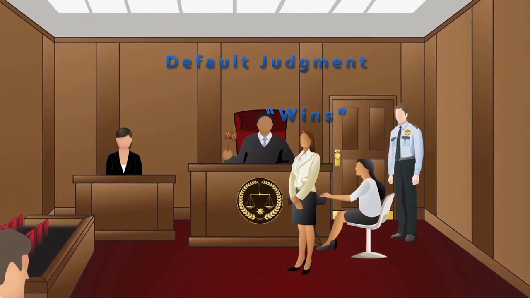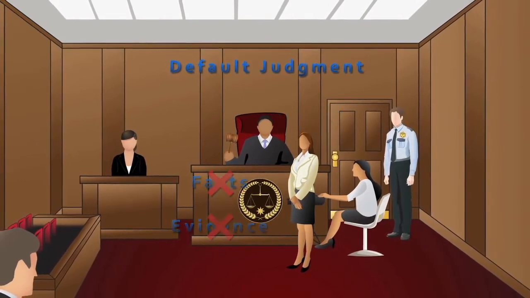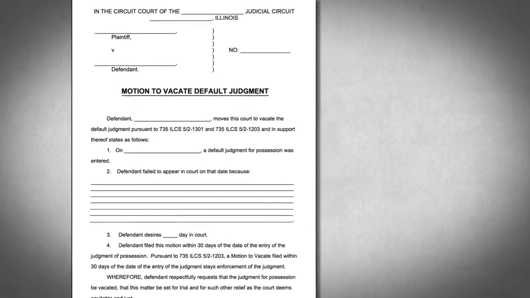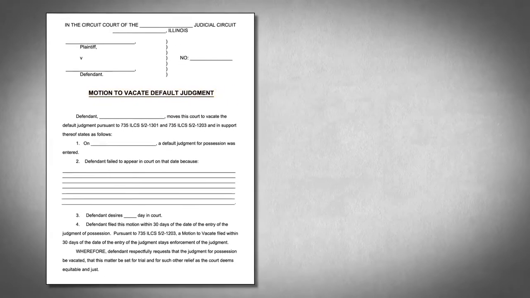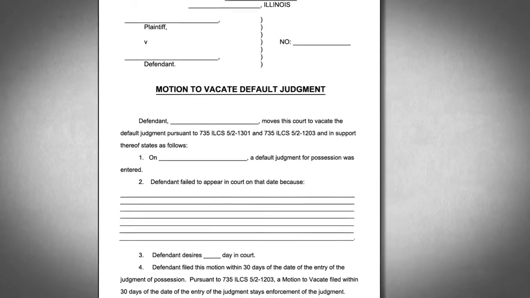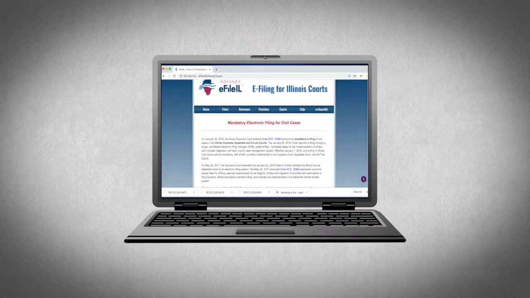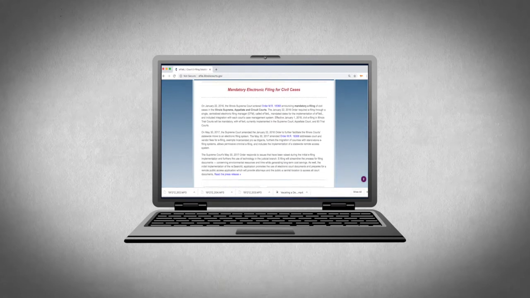It has nothing to do with the facts or evidence in the case. To cancel or set aside the default judgment, you must file a motion to vacate within 30 days of the default judgment. Remember, in civil cases, you must file your motion electronically. You can do this from the clerk's office or anywhere you have access to the internet.